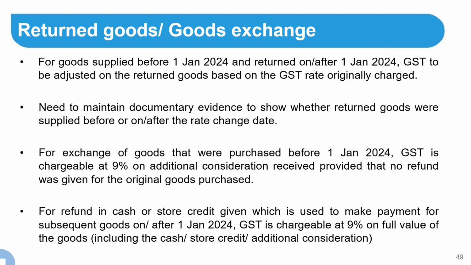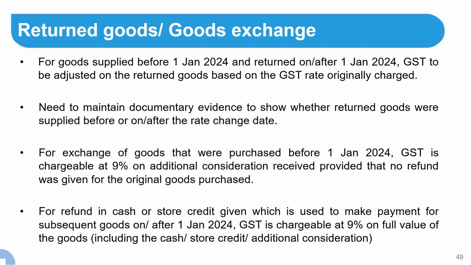It is not uncommon for goods to be returned to a business or exchanged for new ones. If goods are returned to you in 2024 and you had supplied the returned goods to your customer before 1st January 2024, GST should be adjusted based on the GST rate originally charged. For example, if the goods were supplied with GST charged at 8%, you should adjust GST for the returned goods at 8%. Please maintain documentary evidence such as your original invoice and delivery note to show whether the returned goods were supplied before, on, or after the rate change date.